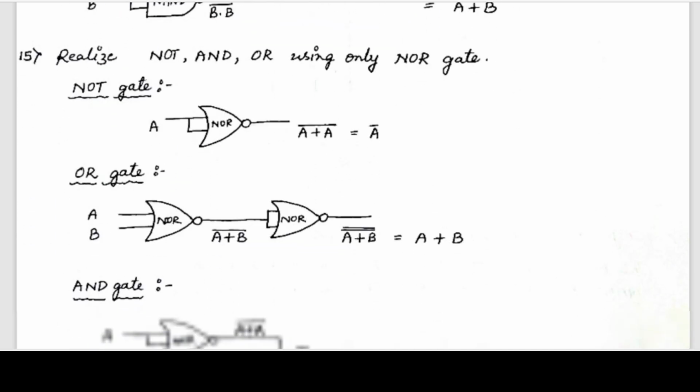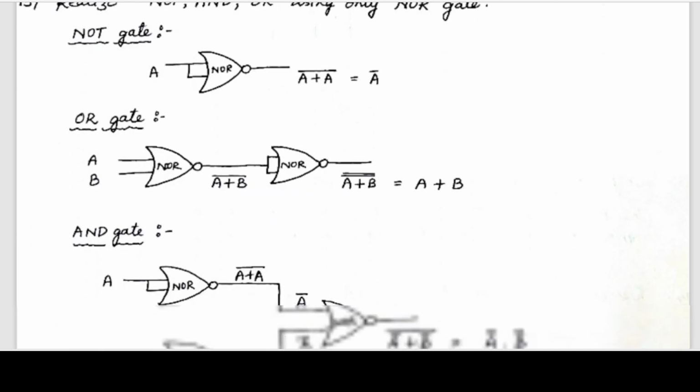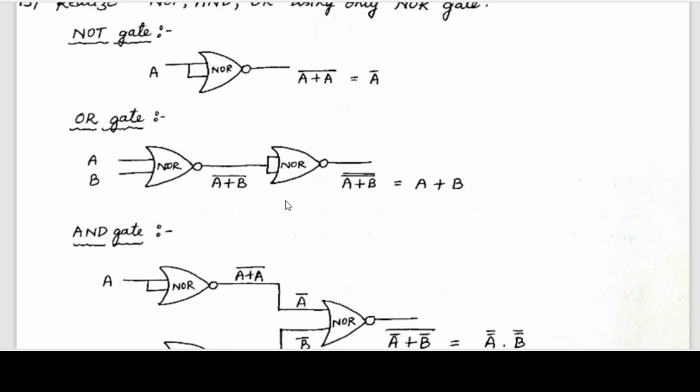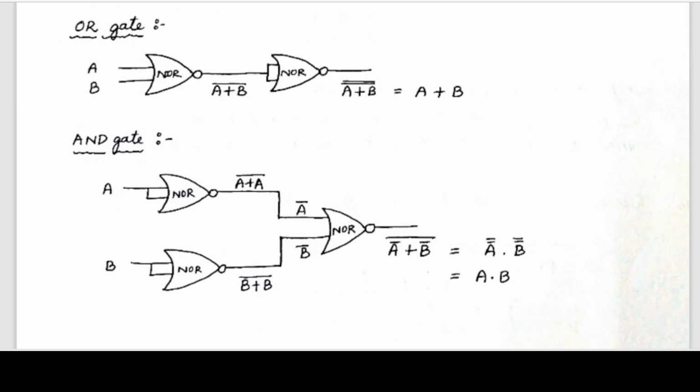Then realizing the output of all the basic gates using NOR, look here. It is the NOT gate first. Using NOR, we get the OR gate output first. So using NOR, OR is simple, with only 2 gates. But using NOR, getting the output of AND is difficult, so we require 3 gates. Like this you need to remember.